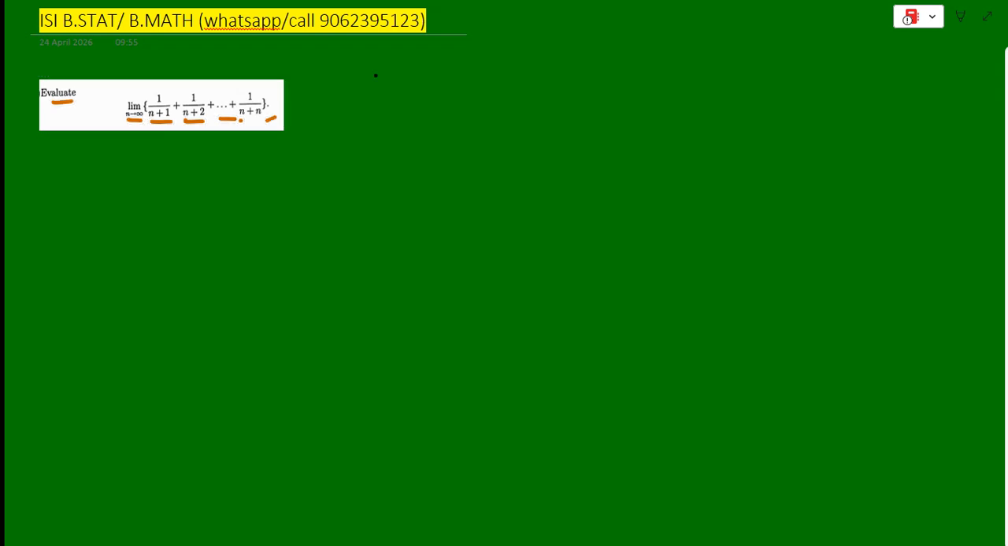Okay, now to solve this, we first need to write this mess in sigma notation. We need to find the DNA of these terms. Now look at the denominator. It's like n plus 1, n plus 2, n plus 3, all the way to n plus n. And what is changing? The number being added to n. So let's call that variable r. So our sum Sn, that is summation r equal to 1 to n, 1 by n plus r, right?